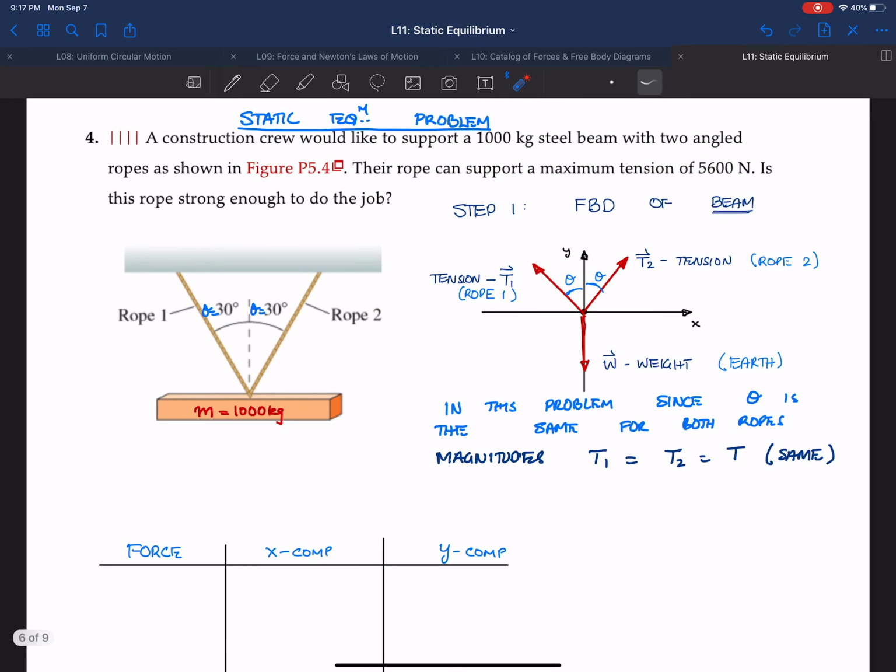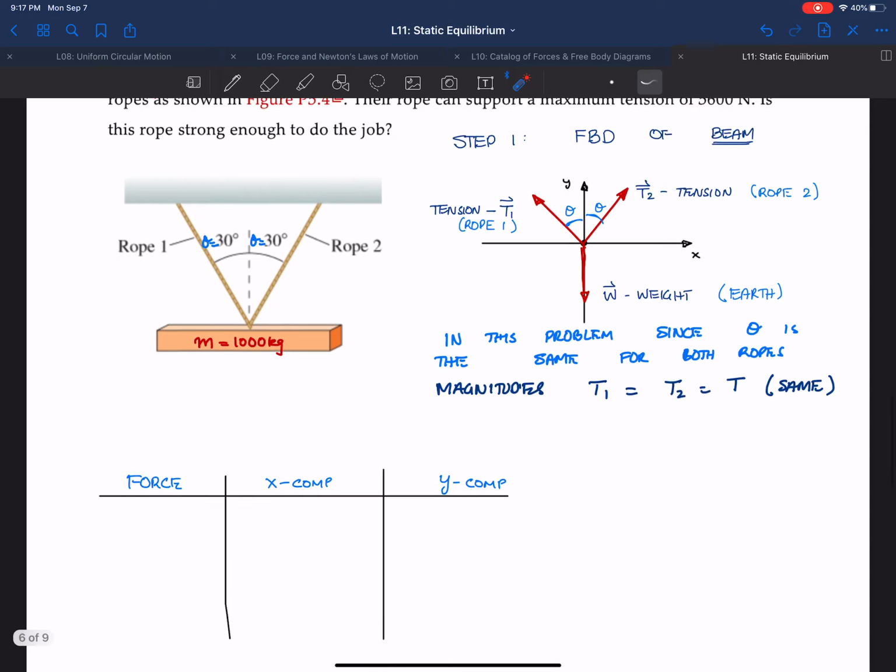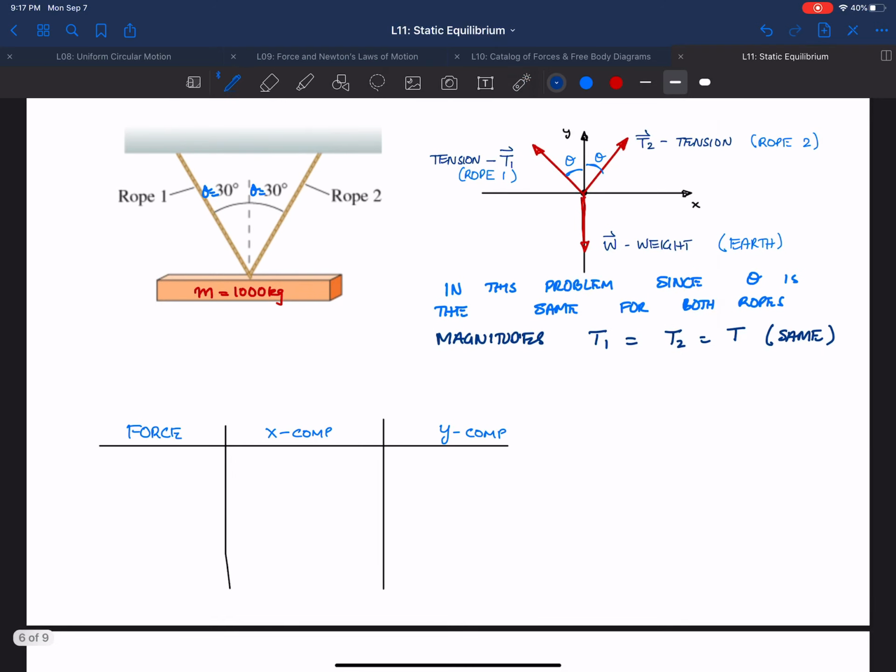Remember, our aim here is to determine this tension T, because we want to compare this tension to the maximum tension that each of these ropes can support. But the second step here, step 2, is to resolve the forces into components. This is where what we've done with vectors becomes important.